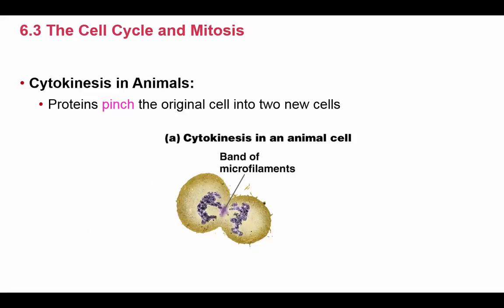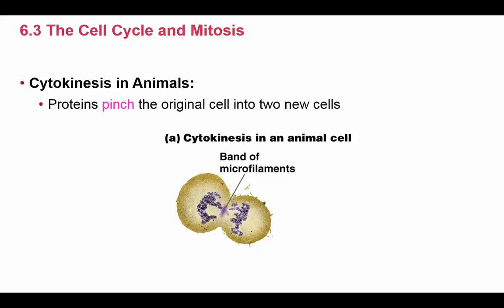Now, remember, for animals, we just have a plasma membrane around our cells. So what happens is a band of microfilaments is going to form in the center, and it's literally going to pinch the two cells in half, or pinch the cell in half. Plasma membrane is not a difficult thing to pinch.